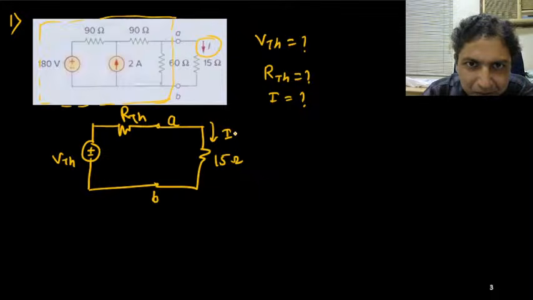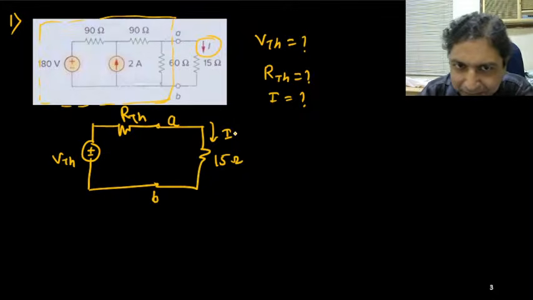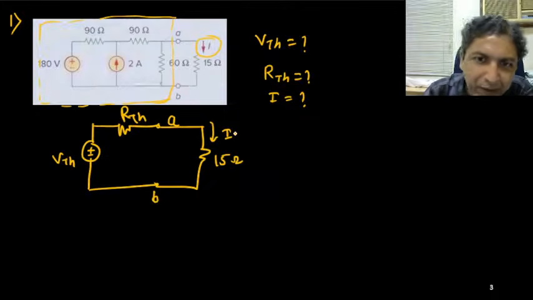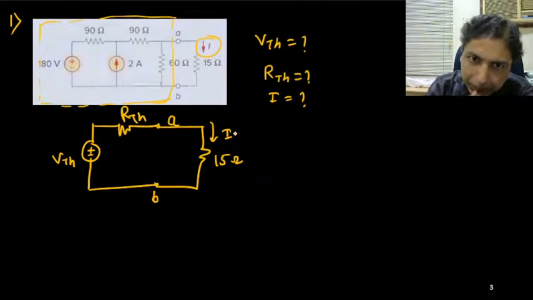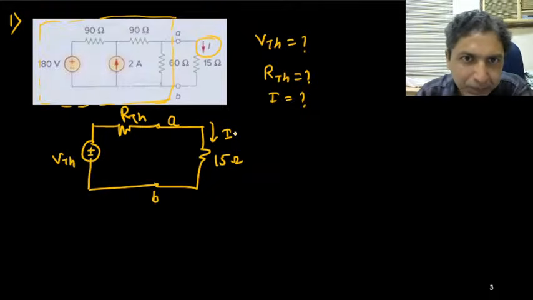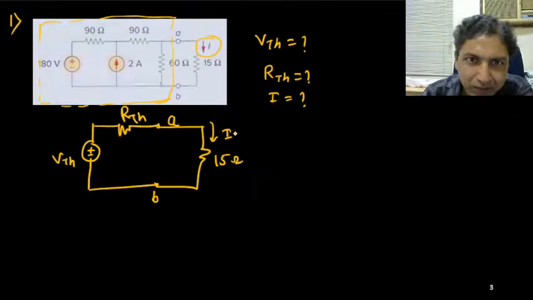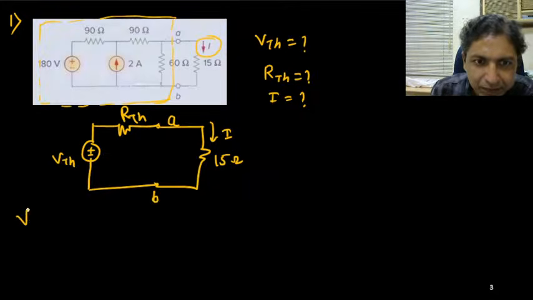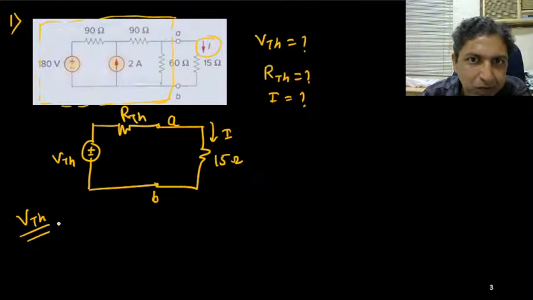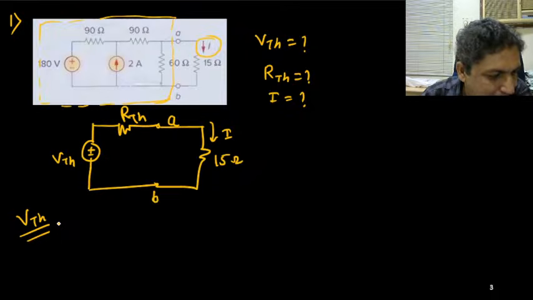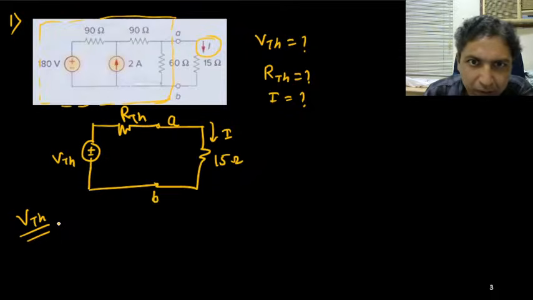So what method will you be using? Somehow we need to find VTH and RTH. Many ways we can solve this problem. Can you suggest anything? Anyone? Suppose I need to find VTH. How to find VTH? Remember, we are considering this circuit only.